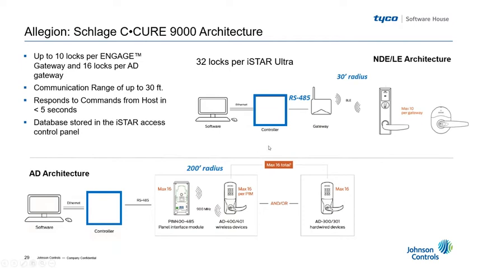I think we're losing you, Kelsey. You're cutting out here, but yeah, the NDEs, they're the low energy wireless version, 30-foot radius. The tried and true AD-400s, they give you more bang for the buck, 200-foot radius for their wireless signals there. What's nice is that you can mix and match on the same iStar.